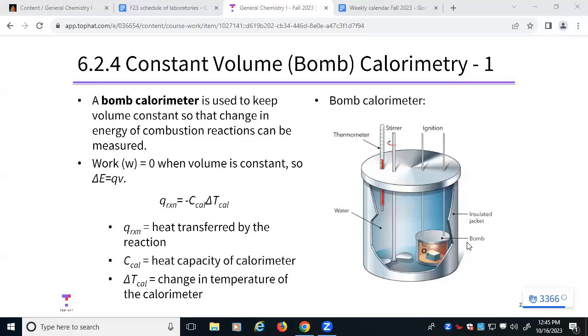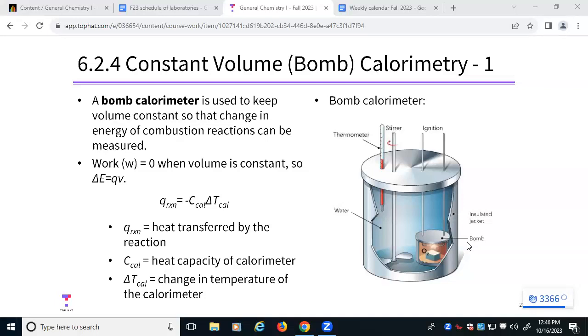Where a bomb calorimeter can be really useful for us is because it is a fixed volume, we can throw out the idea of work. Remember, work in chemistry is PV work. To have PV work, we have to have a change in volume. Volume is being held constant here, so there's no change in volume. So internal energy comes down to just being a measurement of Q, not of anything else.